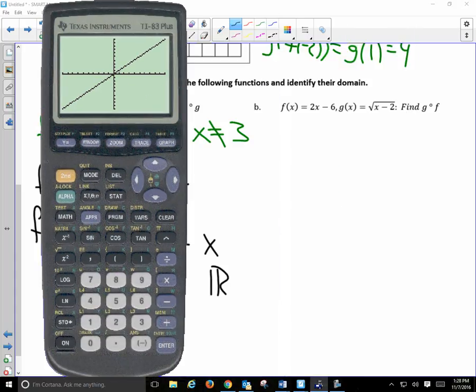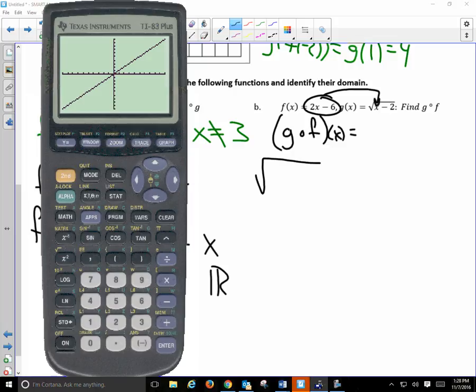Okay, last one, g of f. So I'm going to take f, and I'll plug it in here. And I end up with the square root of 2x minus 6 minus 2. Does that simplify? Can I combine some terms together? Yes, so I will get the square root of 2x minus 8.